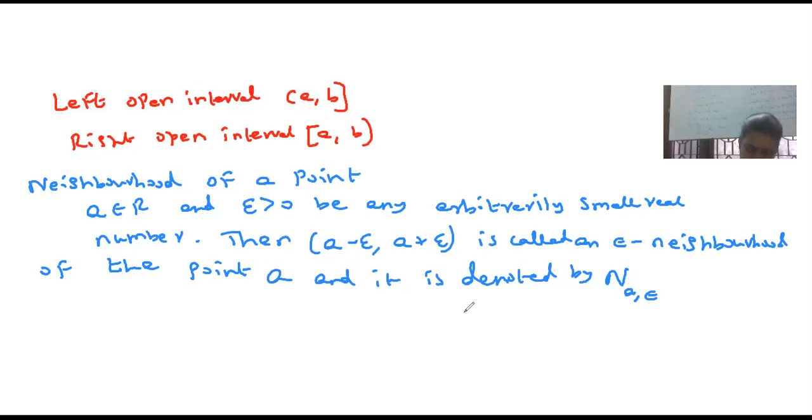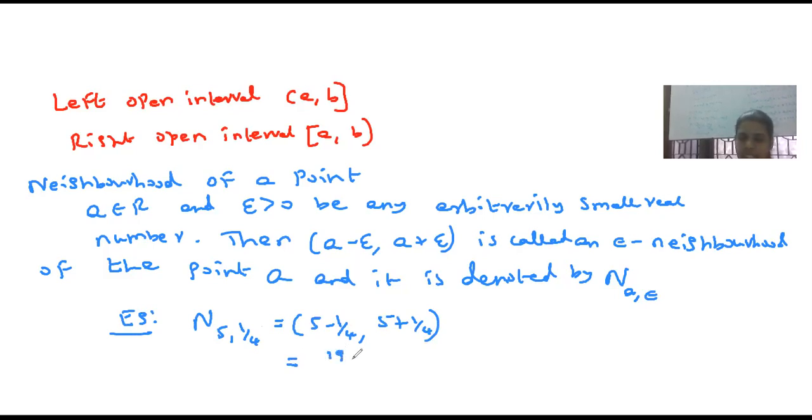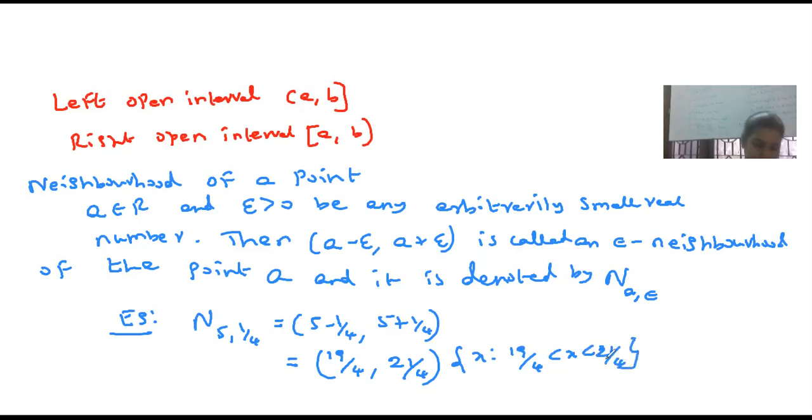Okay, so n of 5 comma 1 by 4. For example, if we are given that n of 5 comma 1 by 4, that is equal to the open interval 5 minus 1 by 4 comma 5 plus 1 by 4. Okay, so here getting 19 by 4 comma 21 by 4. So x belongs to 19 by 4 comma 21 by 4. The interval can be written like this, எப்படி இருக்கும் அப்படின்னா, x belongs to x such that 19 by 4 less than x less than 21 by 4. This is our neighborhood. Okay, understand பண்ணிட்டீங்களா?